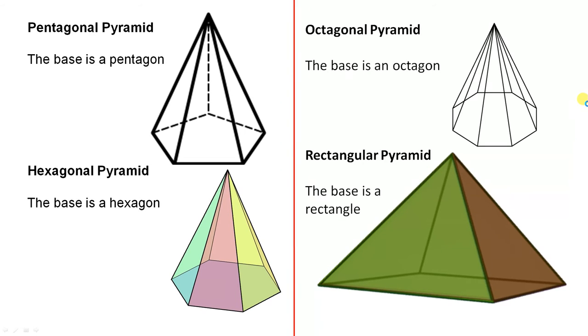Pentagonal pyramid. The base is a pentagon. Hexagonal pyramid. The base is a hexagon. Octagonal pyramid. The base is an octagon. Rectangular pyramid. The base is a rectangle.